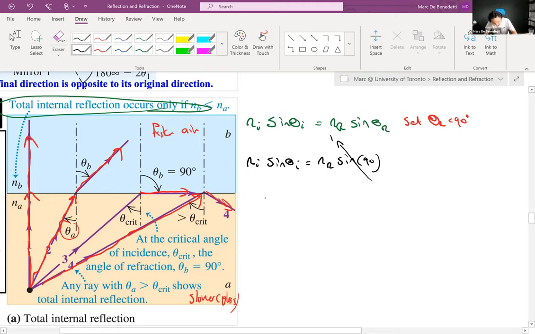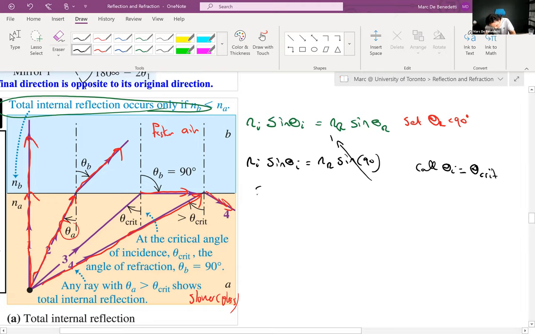So we're gonna call theta I theta critical. We're gonna call it the critical angle, the angle at which if you aim the ray of light, it will not pass through and it will not come back. It'll travel along the surface, 90 degrees to the normal. So we're gonna call that the critical angle.